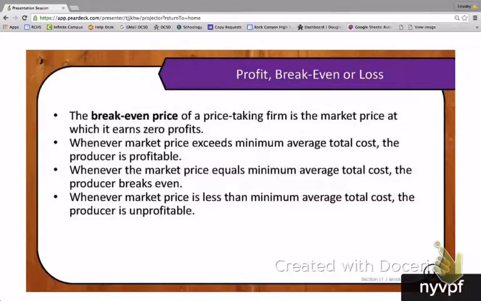So the break-even price of a price-taking firm is the market price at which it earns zero economic profits, as we just saw with Jennifer and Jason's farm in the last graph. Whenever market price exceeds average total cost, the producer is earning economic profits and is profitable. Whenever the market price equals minimum average total cost, the producer is breaking even and earning a normal profit. Whenever market price is less than minimum average total cost, the producer is earning an economic loss and is unprofitable.